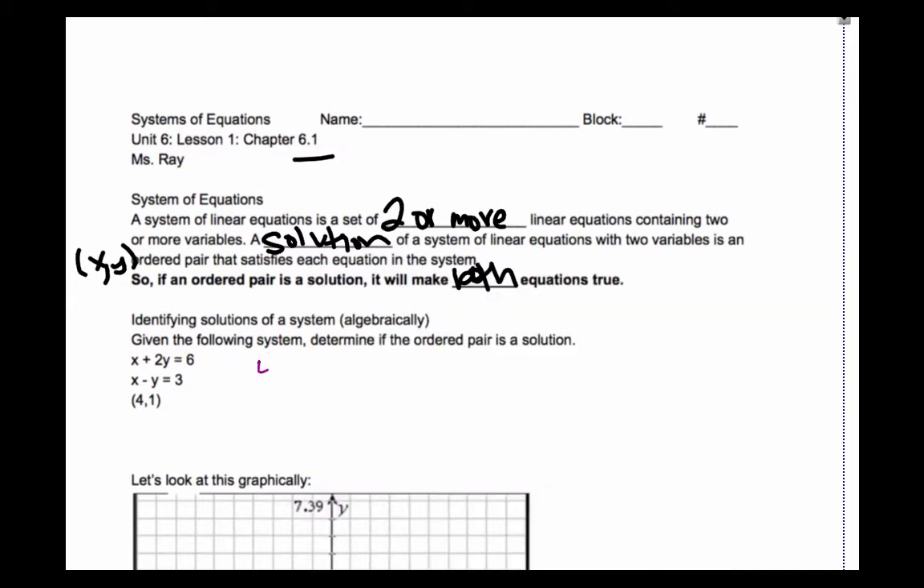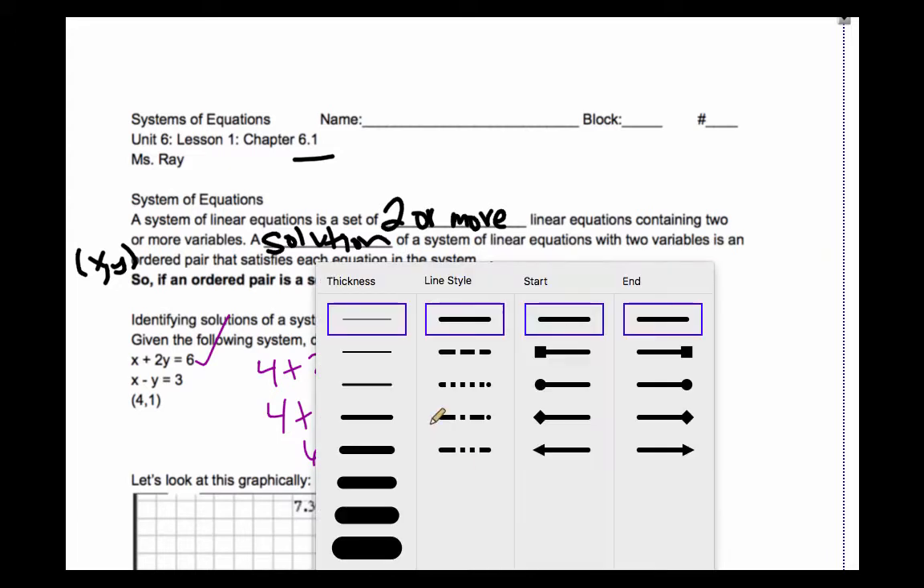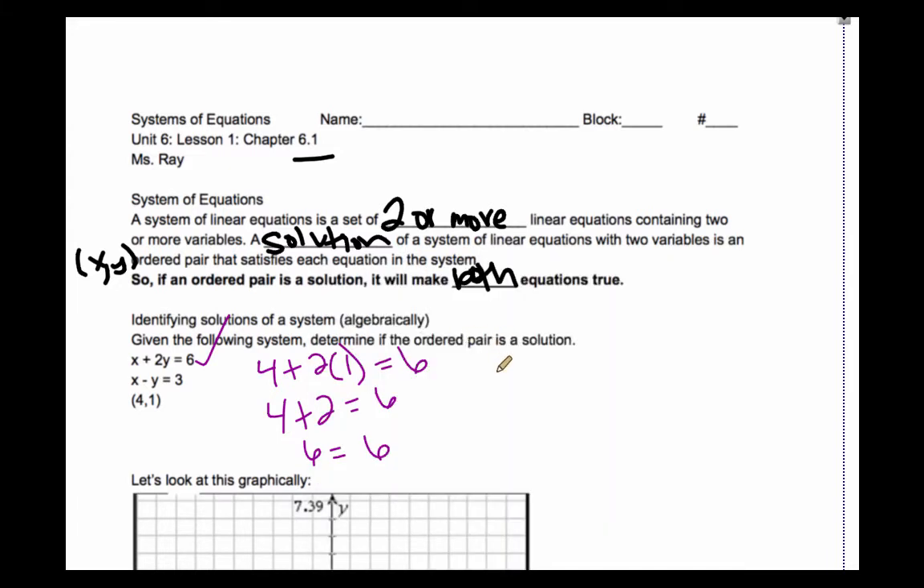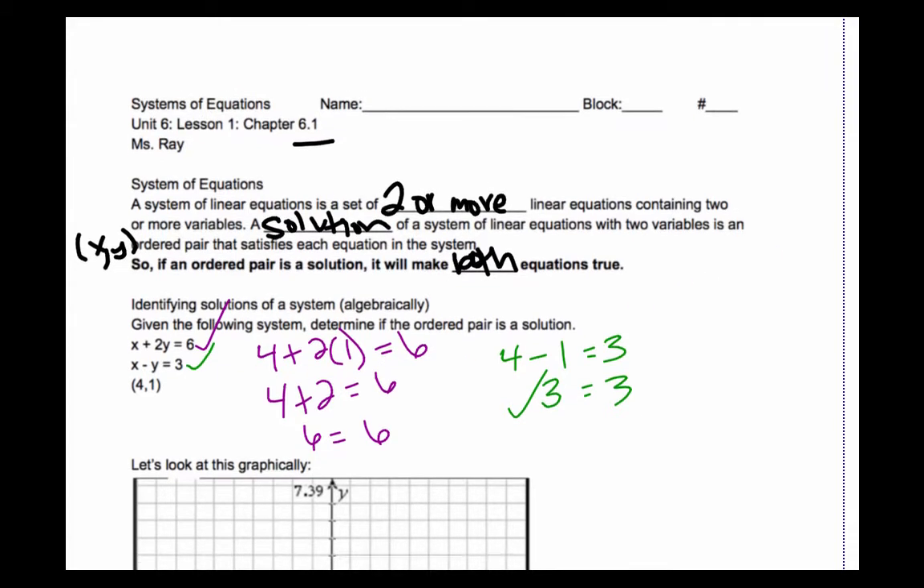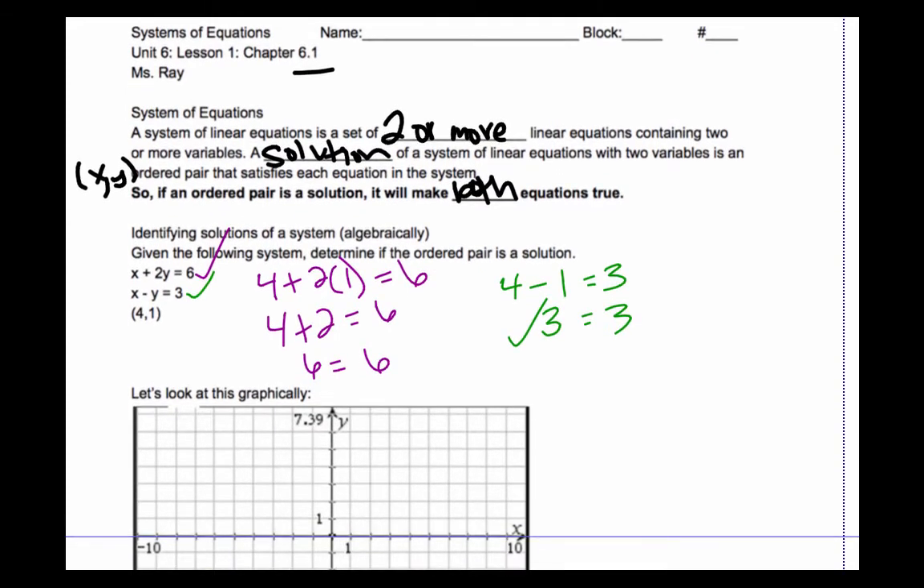So x, what is x? X is 4. So 4 plus 2 times 1 equals 6. Is that true? 4 plus 2 does in fact equal 6. So it works for this one. Now we have to check to see if it works for that one. So x minus y, what is x? X is 4. Minus y, what is y? 1 equals 3. That is also true. Because this ordered pair works for both equations, that means that is the solution. So the solution has to work for both equations.